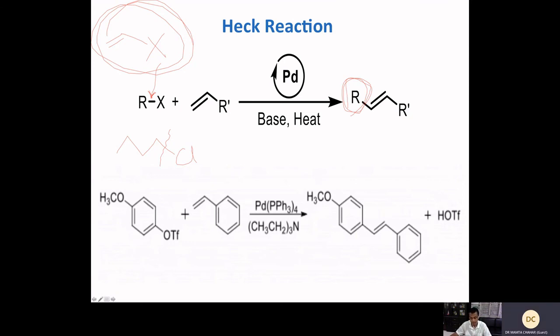In some cases, we are using the triphenyl phosphine, or sometimes we are using DBA instead of triphenyl phosphine. So is it only as per the reaction condition, or how do we standardize this palladium catalyst?